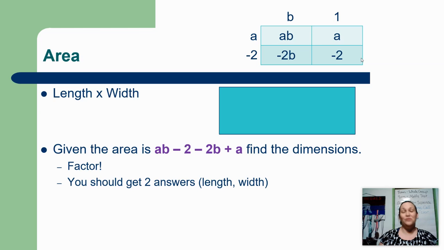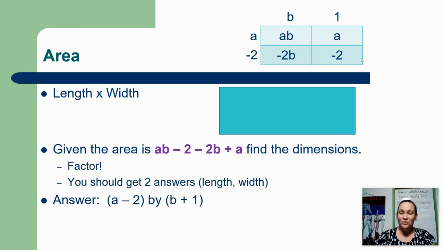I hope if you tried this on your own, that for your final answer, you got the dimensions were A minus 2 by B plus 1. It doesn't matter which one is which, but the length can be A minus 2 and the width can be B plus 1.